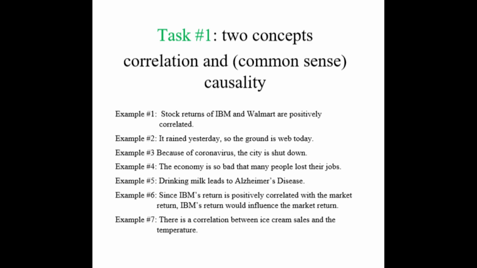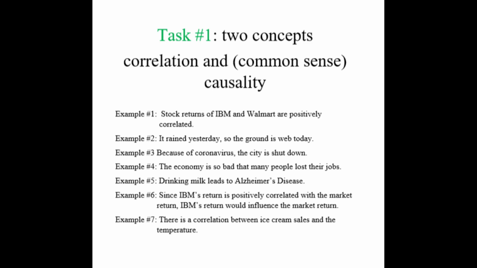Example number 2, it rained yesterday, so the ground is wet today. So this is causality. Why is the ground wet? Because it rained yesterday. Because of the coronavirus, the city is shut down. So this is causality. The economy is bad, so many lost their job. This is causality. Drinking milk leads to Alzheimer's disease.